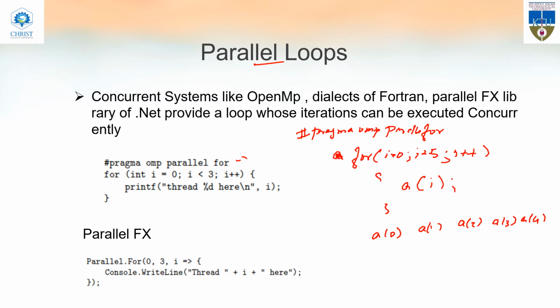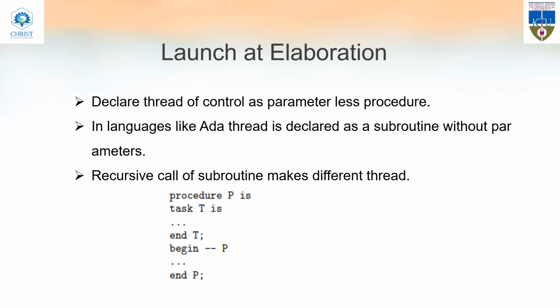Okay, so we dealt with CoBegin and also we dealt with parallel loops. So you can see that statement by statement parallelism is implemented as parallelism in a for loop. Now the next one is launch elaboration. In launch elaboration, actually what you will be doing is creating a function, something called a procedure, and the specialty of this procedure is that there will be no parameters. So you will be creating a parameterless procedure.